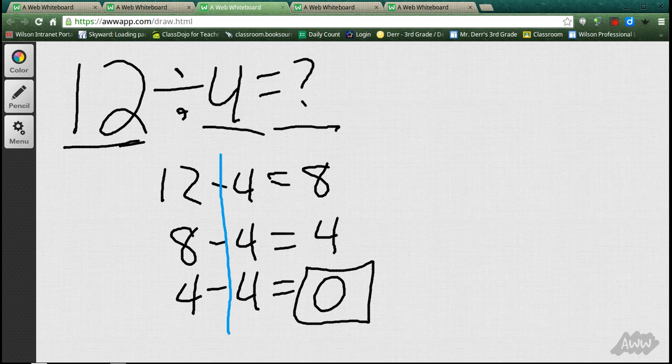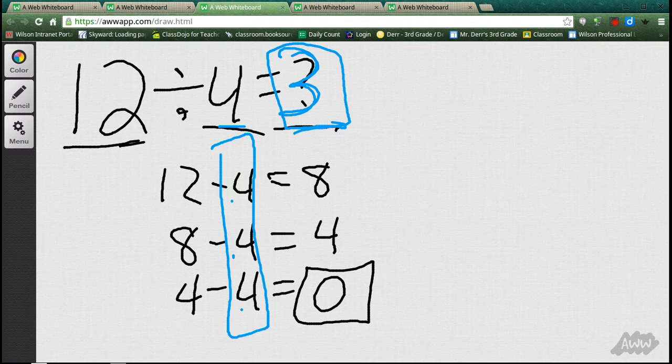But then we focus on how many times did we have to subtract. So we had to subtract 4, 1, 2, 3 times. So that would mean that 12 divided by 4 is 3. We were looking at 12 apples, say, divided by 4 groups would be how many apples in each group. So we started to take away the groupings of 4, 12 minus 4, as that is the factor. And we wanted to find the other factor that would help us get to that 12. 4 times the 3 is 12.